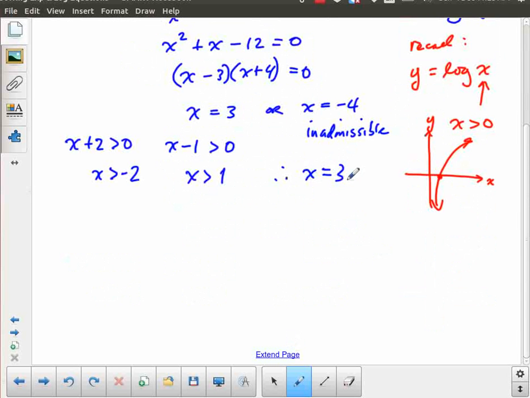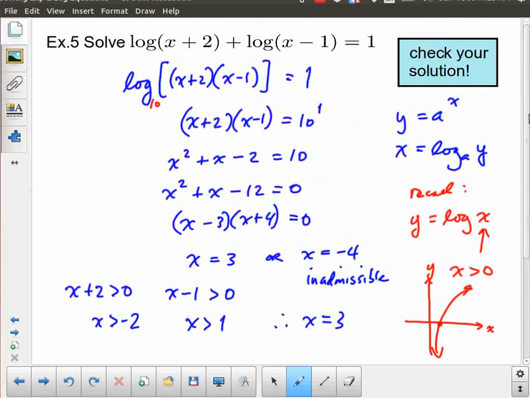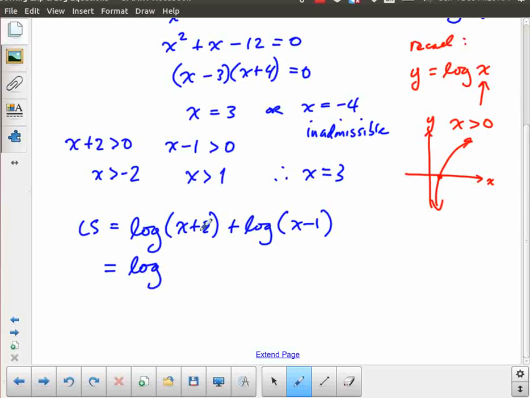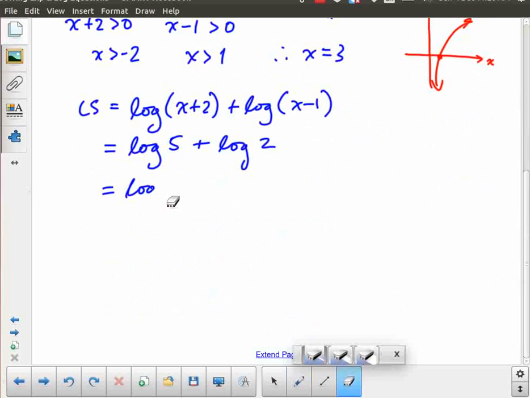And so if x is equal to 3, we're going to check that solution. We do our check left side, which was log of x plus 2 plus log of x minus 1. That becomes the log of x plus 2, which is 5, plus the log of x minus 1, which is 2. And that becomes the log. Well, we could calculate this, but I think that's safer. Let's go ahead and calculate this. We put this into our calculator.